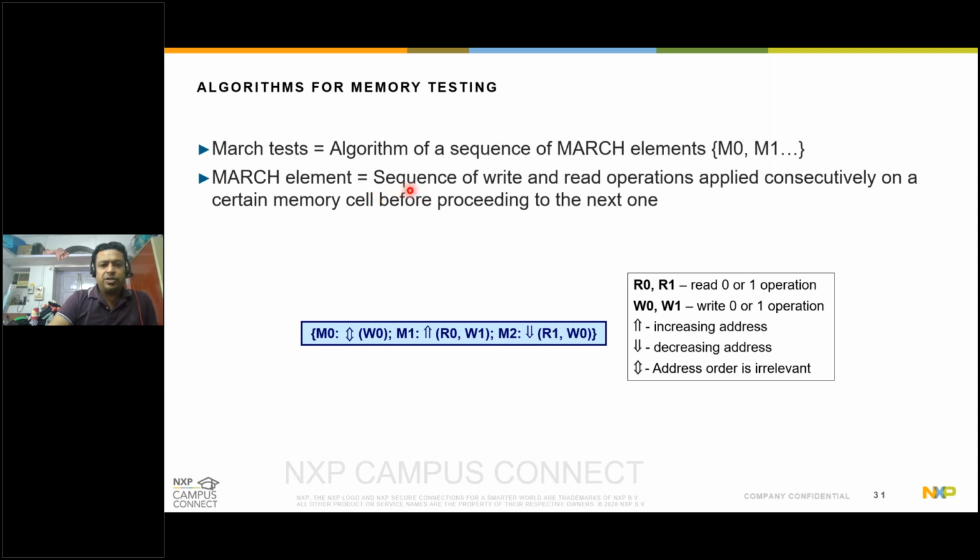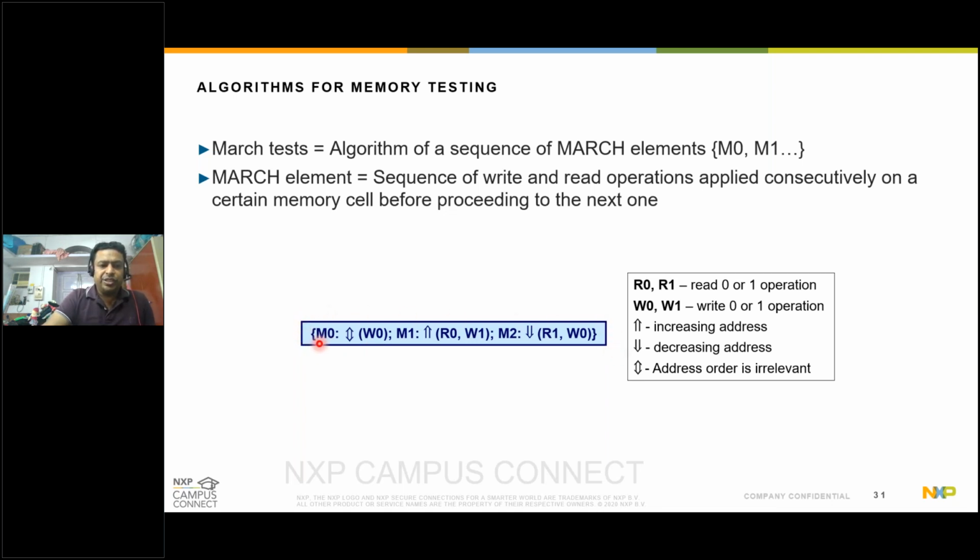A March element is a sequence of write or read operations applied consecutively on a certain memory cell before proceeding to the next one. So you do some write and read operations on a memory cell, and then you proceed to another cell and do similar read and write operations in order to test. So these March tests are generally indicated in this form. This light blue rectangle is basically indicating one such March test.